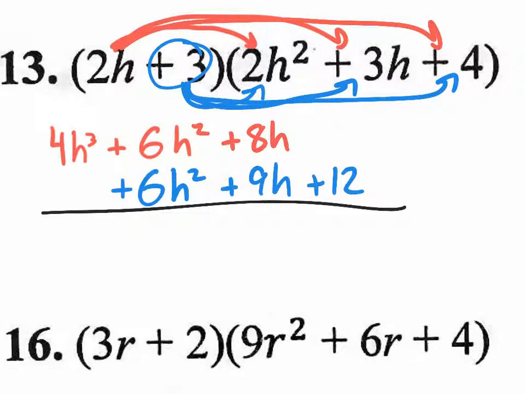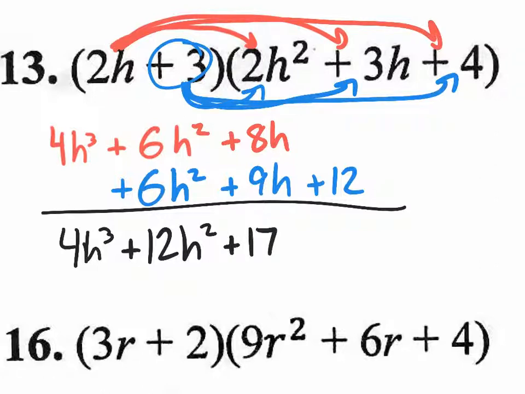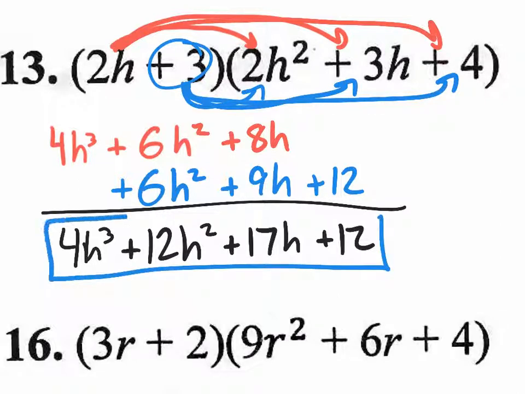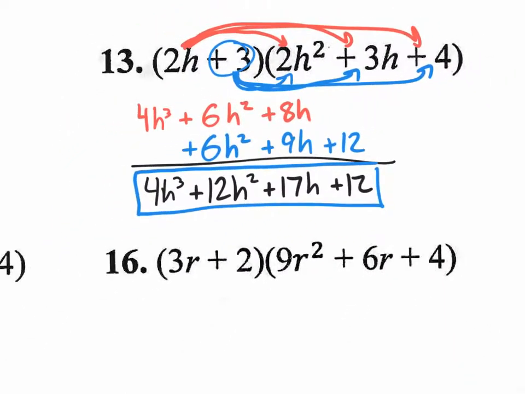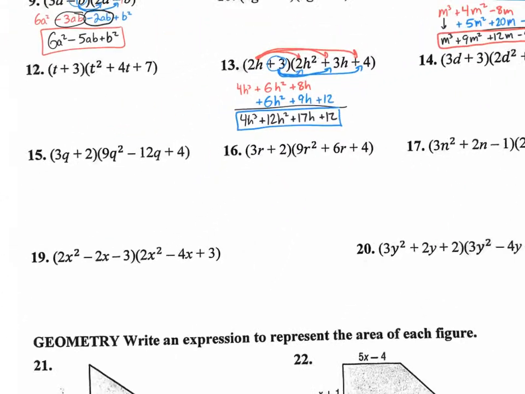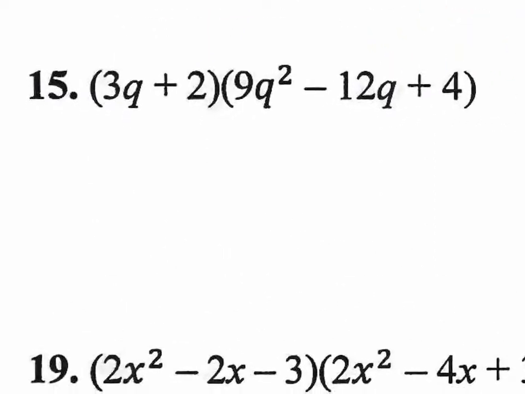Let's combine these lines. 4h to the third comes down. That's the first part of your answer. Plus 12h squared plus 17h plus 12 at the very end. That is a cubic polynomial. That's your final answer on number 13. So I definitely recommend stacking. It helps. Let's move on to number 15 here.